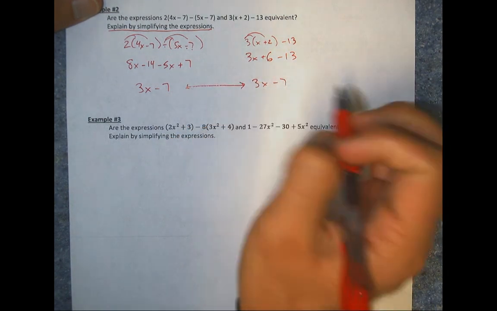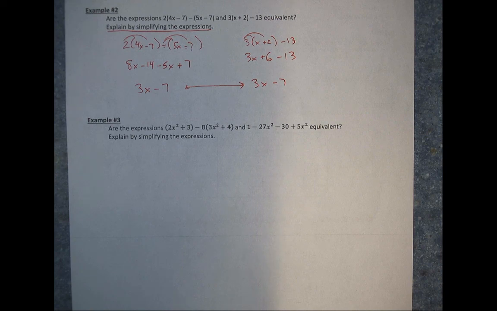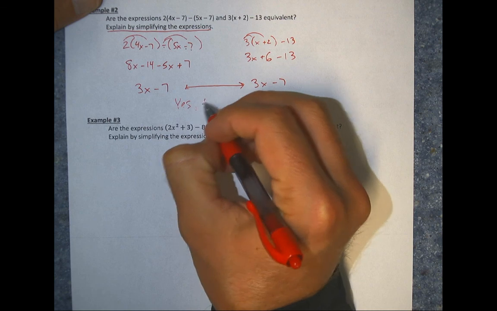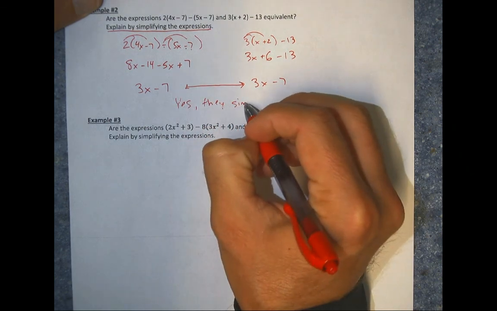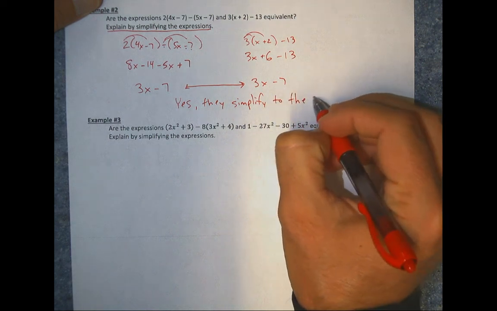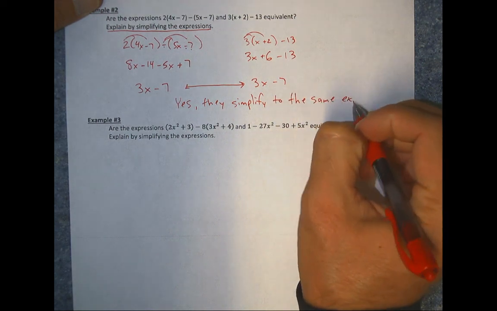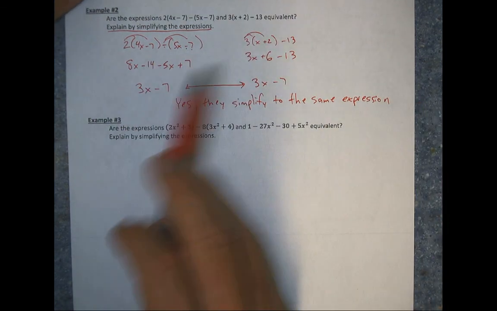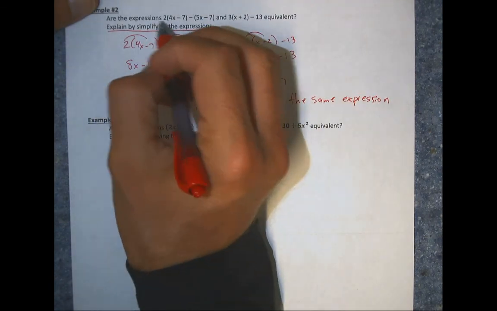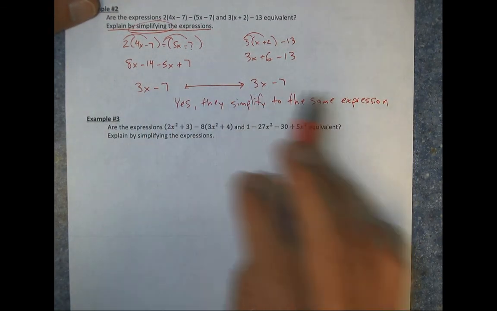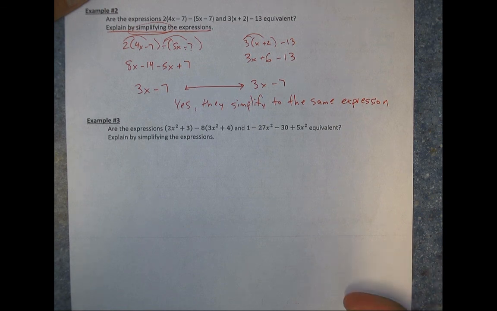Take a look at these two expressions. They simplify down to the same thing. So are these equivalent? Yes, they simplify to the same expression. So we've proven that they are equivalent just using a different strategy. So we've proved it by simplifying. So if you're given 2 expressions and you want to know if they're equivalent, you can simplify them both and make sure that they simplify to the same thing. So instead of making a table, this is just a different way to do it.